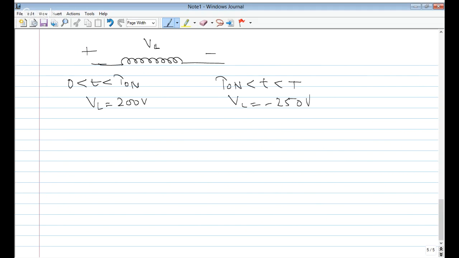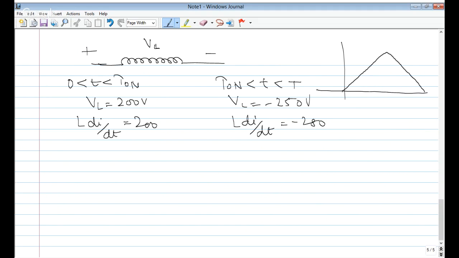As you have given to me just the solution, from the solution you can see that this is the voltage across the inductor. So you have equated L di by dt is 200. Here L di by dt is minus 250. Since the voltage across the inductor is constant, the current should be a ramp. It is operating on the edge of discontinuity or discontinuous conduction. That is why the minimum current has to be equated to 0. That is, it is starting and ending at 0 because it is operating on the boundary of continuous and discontinuous conduction.